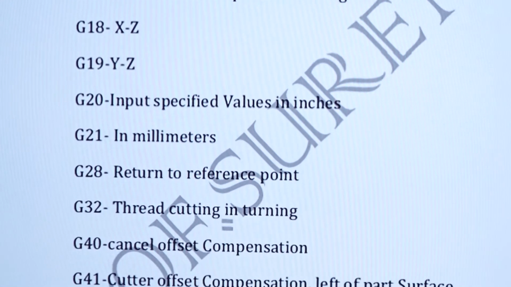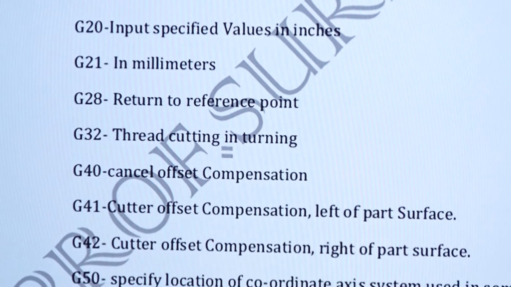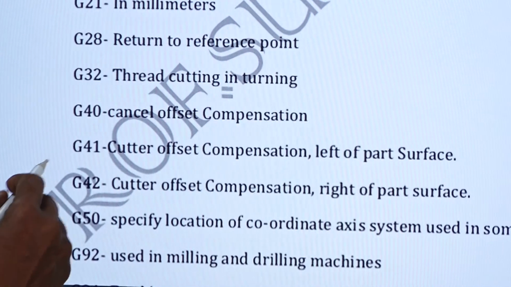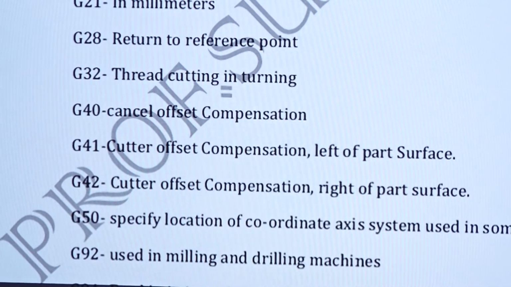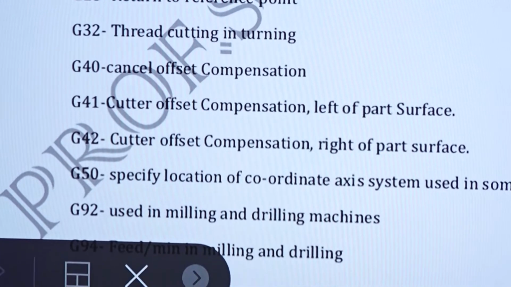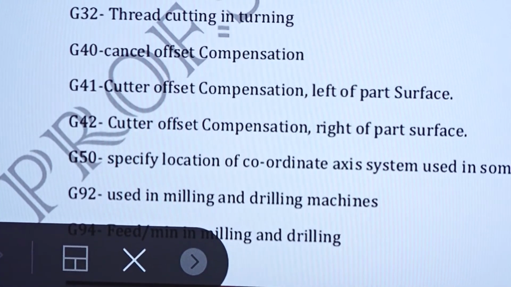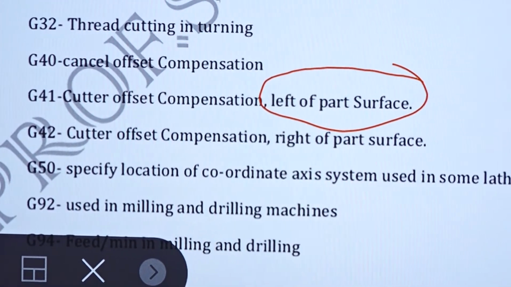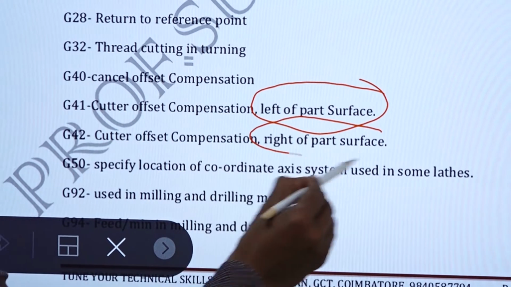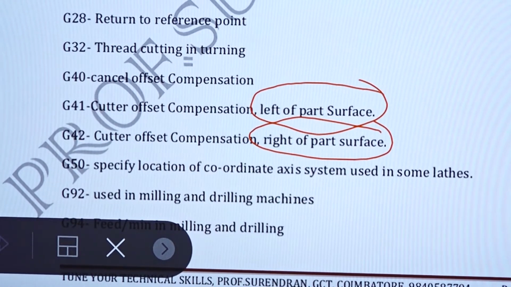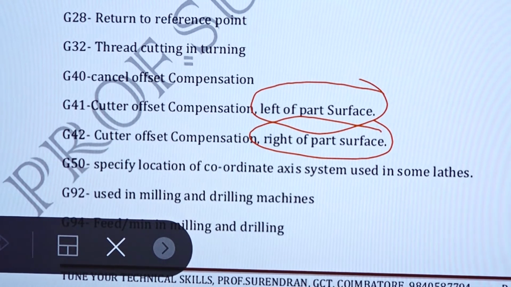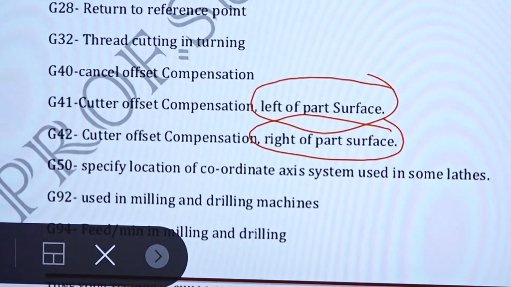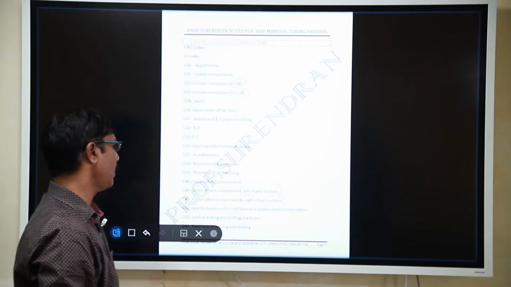G21 is for millimeter units, G28 is return to the reference point, and G32 is used for thread cutting in turning. G40 is used to cancel offset compensation. G41 is used for cutter offset compensation to the left of the part surface. Similarly, for cutter offset compensation to the right of the part surface, we use G42. G50 is used for specifying the location of the coordinate system. Similarly, G92 is used in milling and drilling operations, and G94 is feed per minute in milling and drilling.